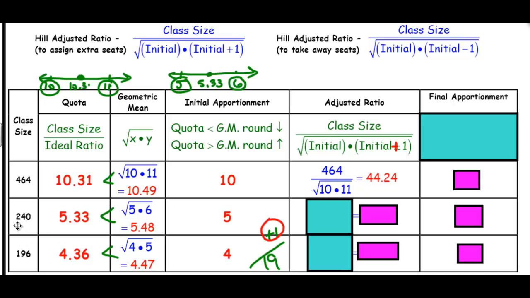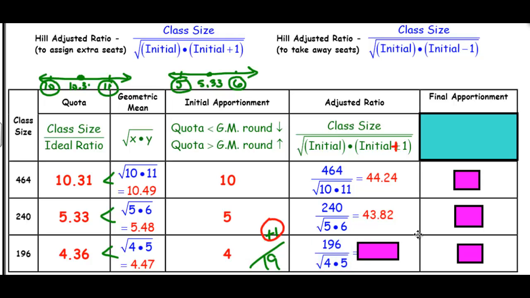Alright, next we have 240. And we are going to divide that by the square root of initial, which is 5, times initial plus 1, which would be 6. So we're going to have 5 times 6, and then take the square root of that value. So that's 43.82. Alright, and the last one, we have 196, and we're going to divide it by the initial, which is 4, times 4 plus 1, which would be 5. So 196 divided by square root of 4 times 5, which would give us 43.83.